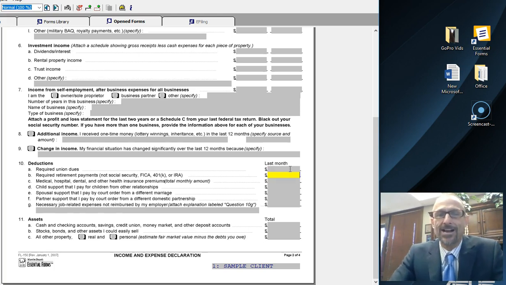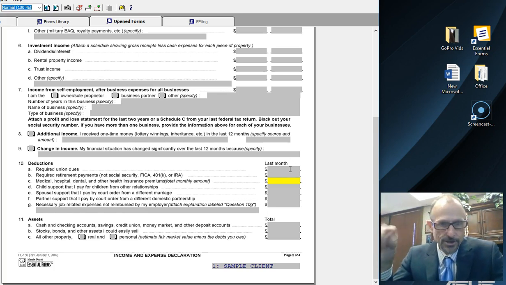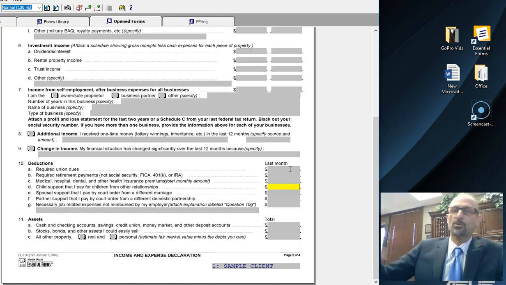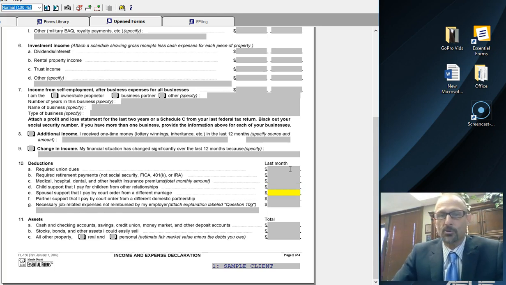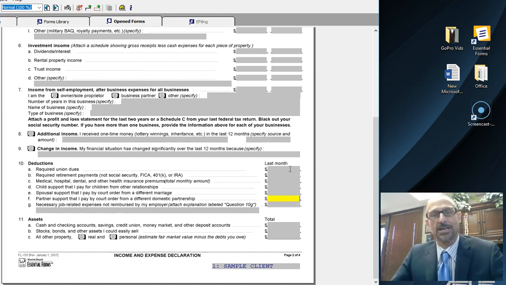Medical, hospital, dental, and other health insurance premiums. This is the amount of the premiums that you pay per month. So you're going to put that in there. The next one is child support that I pay for children from another relationship. So if you are paying child support for children from a prior relationship, that amount goes in there. Spousal support that you pay under a court order from a different marriage, that goes in that line. F is partner support that you pay from a court order. That's domestic partnership payment, just like spousal support. That goes in there. If you're paying it, trust me, you're going to know you are paying it.